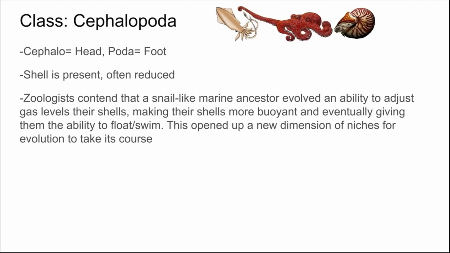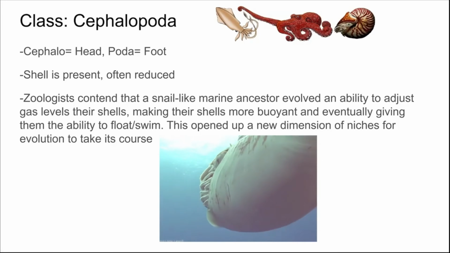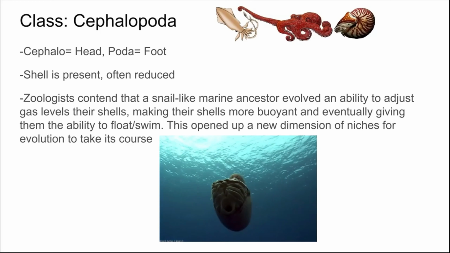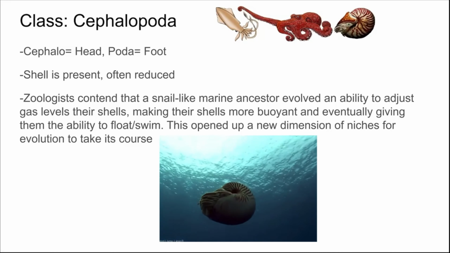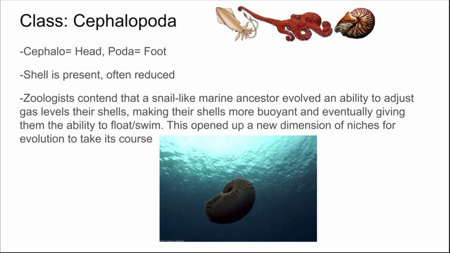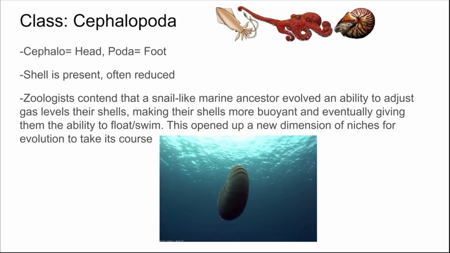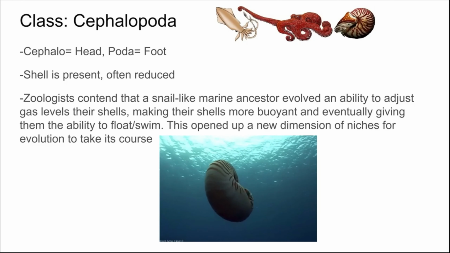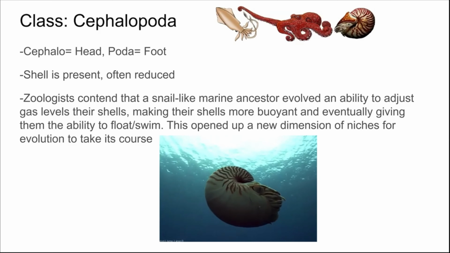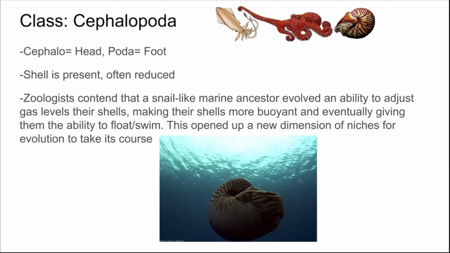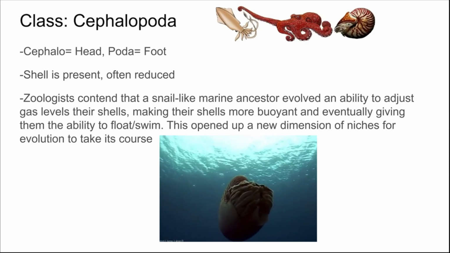The shell in cephalopods, if present, is often reduced. On the three examples of cephalopods on the top right, you can see the far right example is called a nautilus. This cephalopod has a shell, and is thought to represent a more ancestral form of the cephalopods. Zoologists believe that a snail-like marine ancestor, like the nautilus on the top right, evolved an ability to adjust gas levels in their shells. That made their shells more buoyant, and eventually gave them the ability to float or swim.